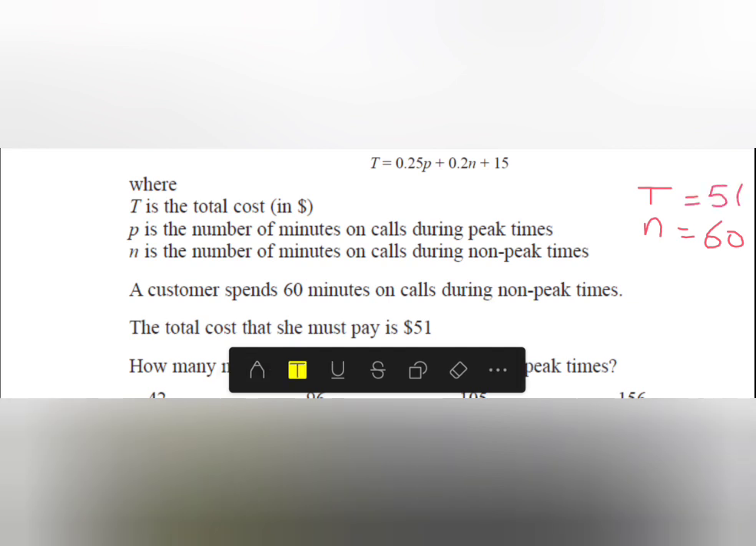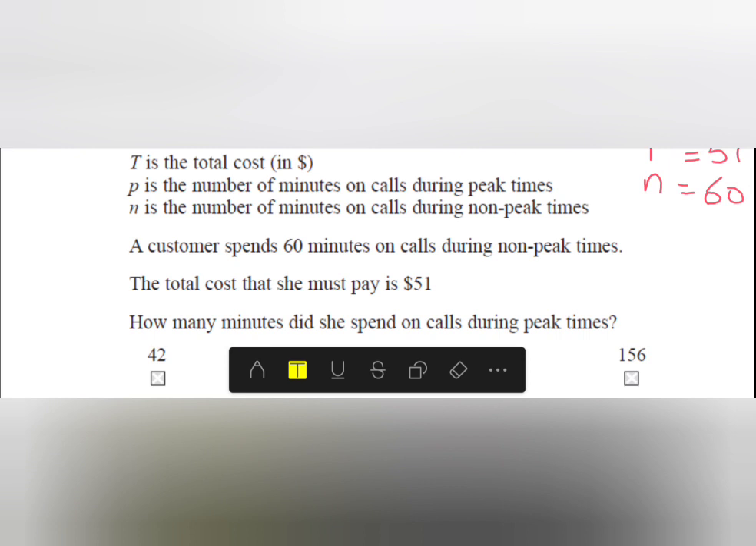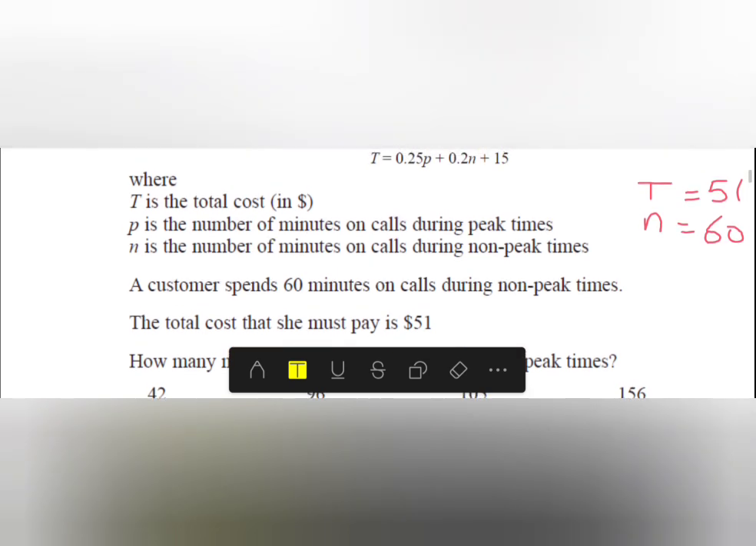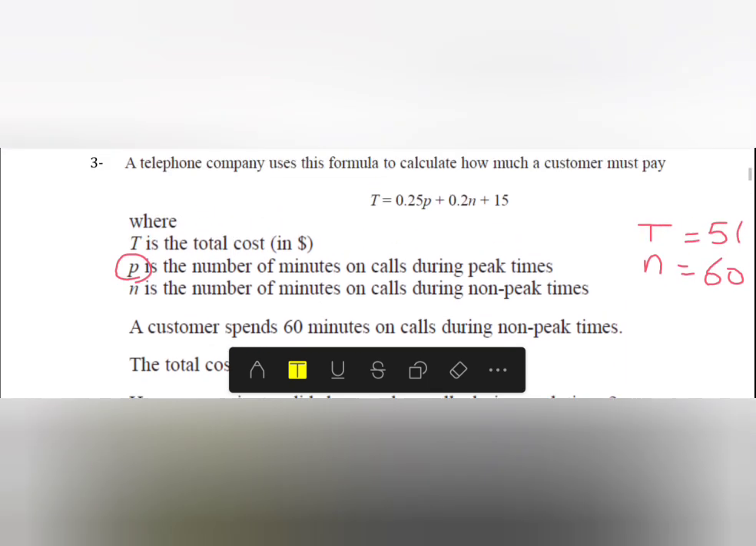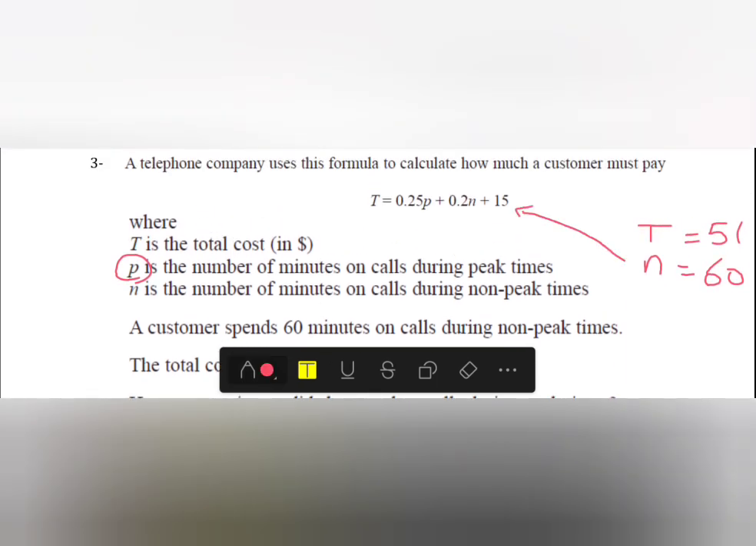Now, the question says how many minutes did she spend on calls during peak time? So we know that the total is 51. The non-peak time is 60. So they are looking for what? Very good, the P, which is the peak time. Now they need the peak time minutes. I'm going to use these and substitute them in this formula here, and then find P. And this is how you answer this question. Let's do them together here.